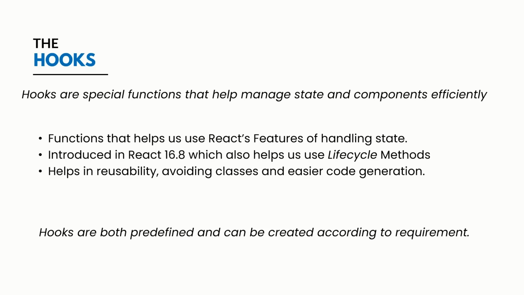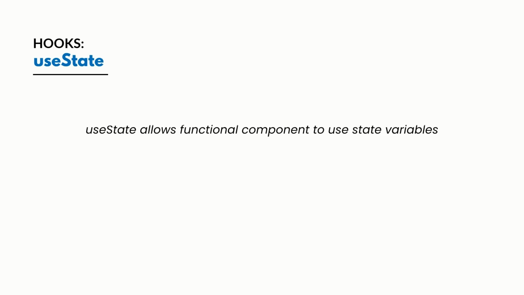So now we have some knowledge on the hooks. Now let's move on and see the hooks one by one. The first hook that we have is the useState hook. We have already used useState for managing the data, for managing the variables inside a component. So useState allows functional components to use state variables.